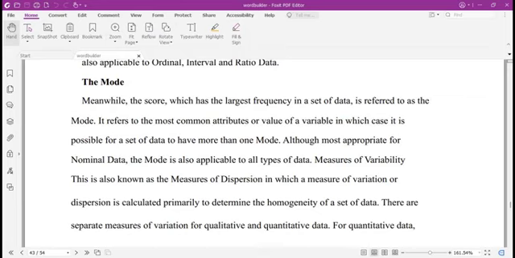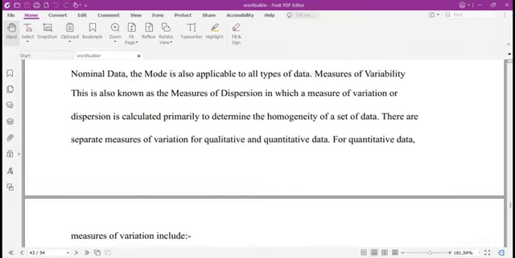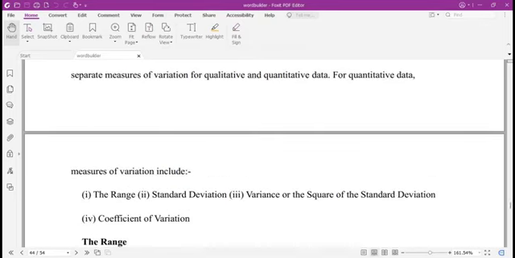Measures of variability, also known as measures of dispersion. A measure of variation and dispersion is calculated primarily to determine the homogeneity of a set of data. There are separate measures of variation for qualitative and quantitative data. Measures of variation include range, standard deviation, variance or the square of standard deviation, and coefficient of variation.